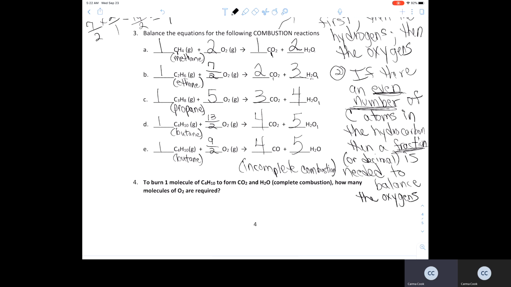So we can see that these same two reactions, D and E, both having butane, but for the incomplete combustion reaction, you've got less oxygen available than in the complete combustion of butane. So D represents the complete combustion of butane. E represents the incomplete combustion of butane, where there's less oxygen available. 9/2 is smaller, of course, than 13/2.